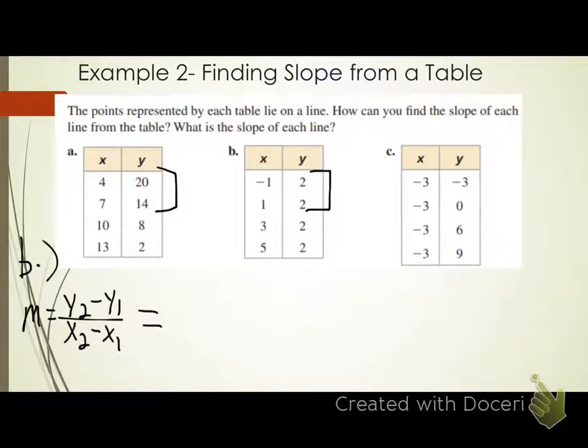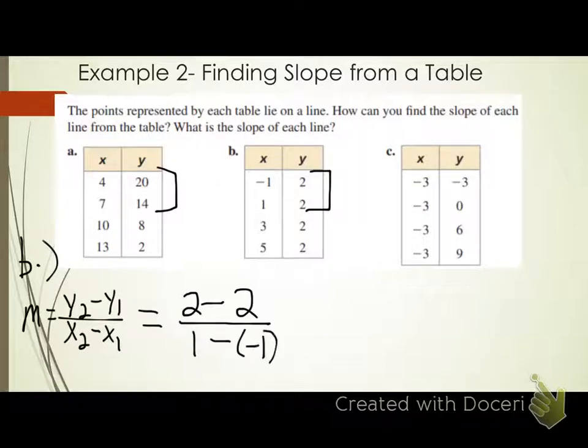Does it matter which 2 I pick? No. Okay, of the 2 that I picked, what's the second y value listed? Y2. 2. You must bring the minus sign from the formula over. What's my first y value listed between those 2 points? 2. Over, what's my second x value? Negative 1. Bring my minus sign over from the formula. What's my first x value listed?